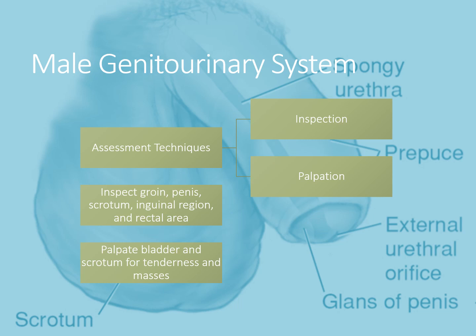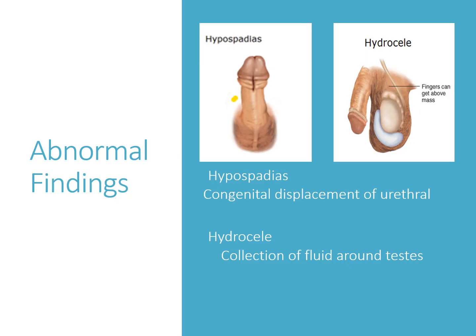You may need to check the skin behind the scrotum. Check the inguinal areas for any hernias or bulges, and the scrotum for symmetry, any edema, pain, cysts, or lesions. You can also palpate the bladder for distension and/or tenderness and inspect the rectal area for hemorrhoids or possible fistulas. Two common terms that are abnormal findings would be hypospadias, which is a congenital displacement of the urethra that you may determine at birth, or hydrocele, a collection of fluid around the testicles that is usually not problematic.